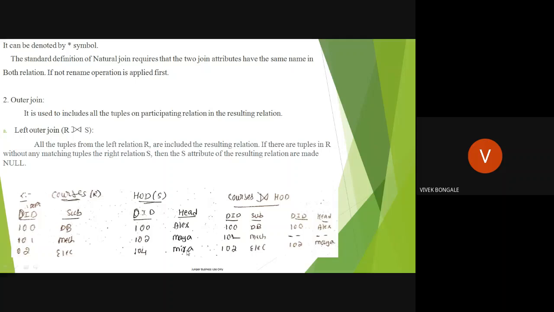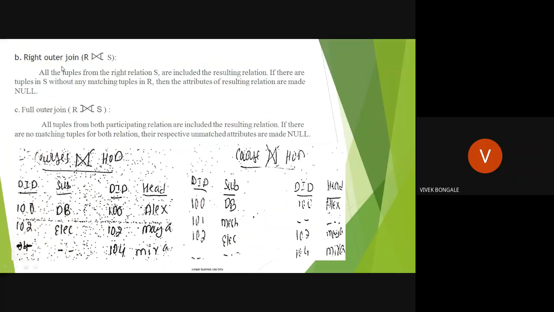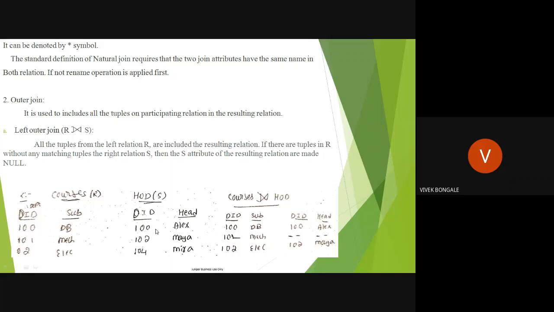When it comes to right outer join, it is the reverse. We compare from the right side table to the left side table. This is the symbol. R is one relation, S is another relation, and we join between these two relations. All the tuples from the right hand relation S are included in the resulting relation. If there is a tuple in S without any matching tuple in R, then the attributes of the resulting relation are made null. I'm taking the same example, course and HOD. Here we compare from the HOD table to the course table, with department ID as the joining attribute.